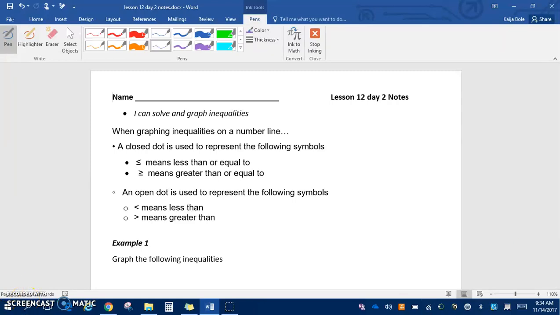Alright, so here we are on Lesson 12, Day 2 Notes, and you should be on that extra sheet I handed out in class, kind of separate from your note packet. Today we're going to work on just graphing inequalities.